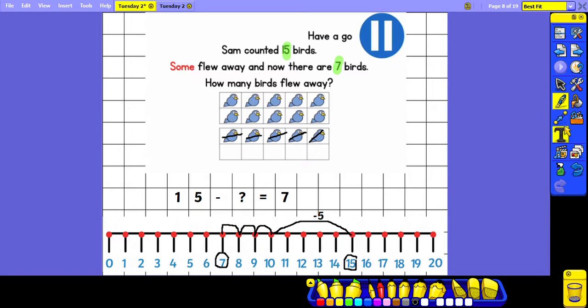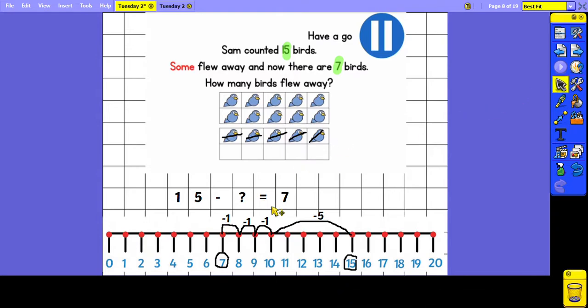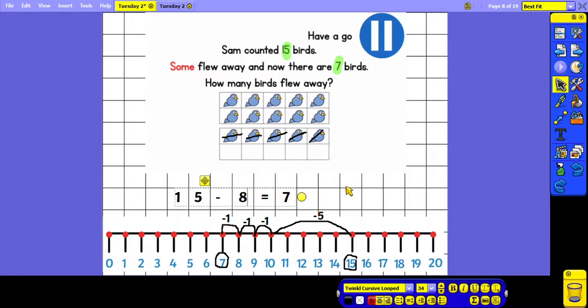And all together, I can add up how many jumps I've done, and I've done 8 jumps. So the difference between 15 and 7 is 8.